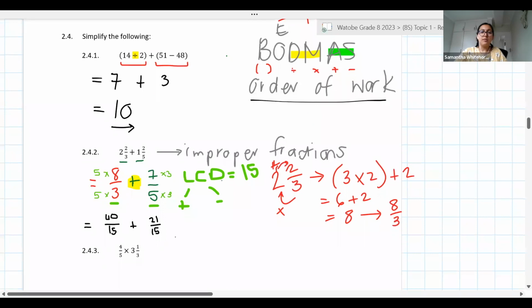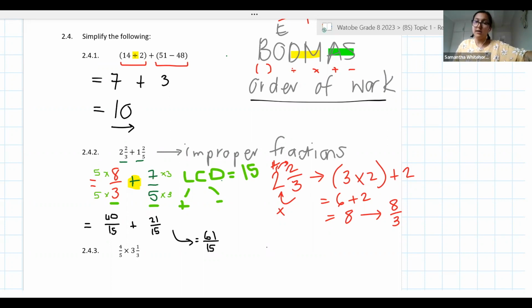And now that my denominators are the same, I can add them and I can essentially create one fraction over 15. That's the point that we want to do. We want to get one fraction and add them together. So if I now add the numerators, so 40 plus 21, I get a numerator of 61 over 15. Excellent.